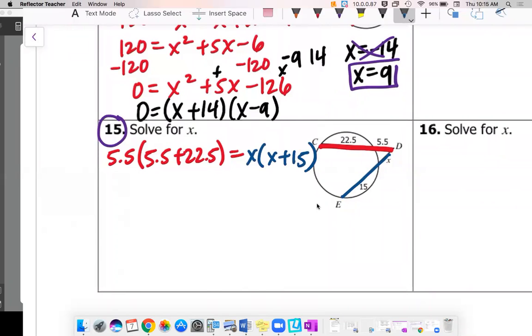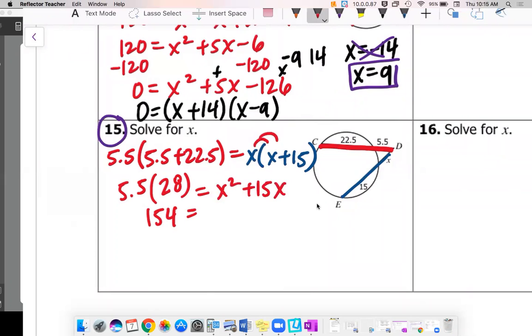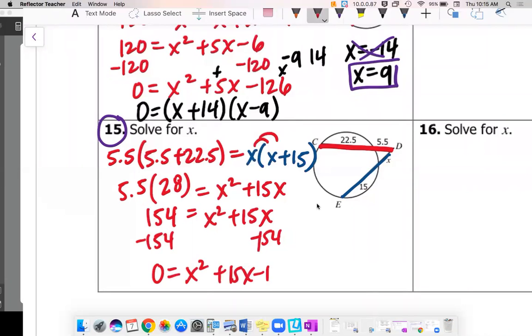Okay, so if we go about this, let's see, 22.5 plus 5.5, that becomes 28. And then if I do 28 times 5.5, that becomes 154. So left side is 154. And then over here, you're going to distribute x squared plus 15x. Okay, I see I have an x squared and x again, so I know I have to factor. So first step should be getting your equation equal to 0. So subtract 154 from both sides. Okay, so then it becomes 0 equals x squared plus 15x minus 154.